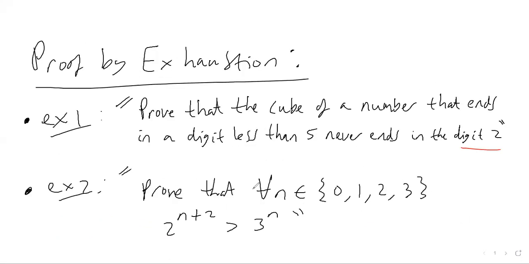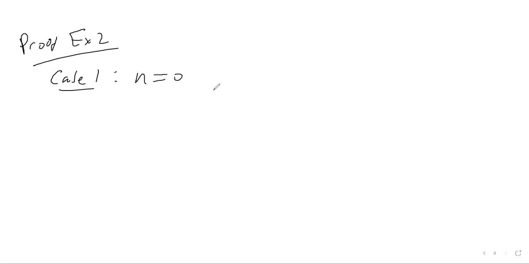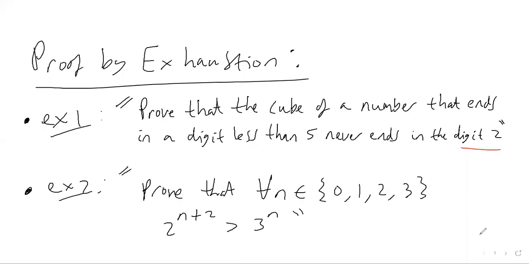Let's look at this second example. Prove that when n equals 0, 1, 2, or 3, we get this result here. So we're going to go through again case by case. Proof of example 2. The first case, case number 1, is when n equals 0. So if n is 0, then the left-hand side of the statement we're trying to prove is 2 to the power of n plus 2.